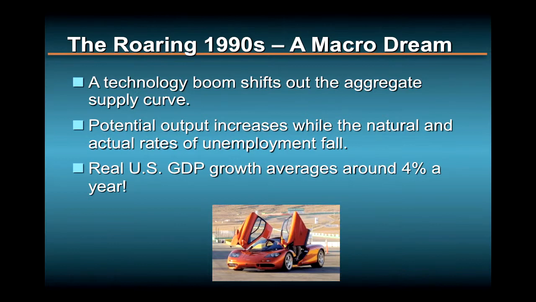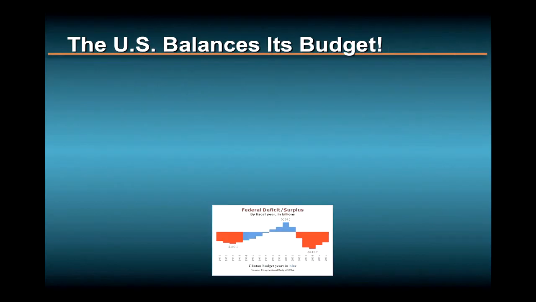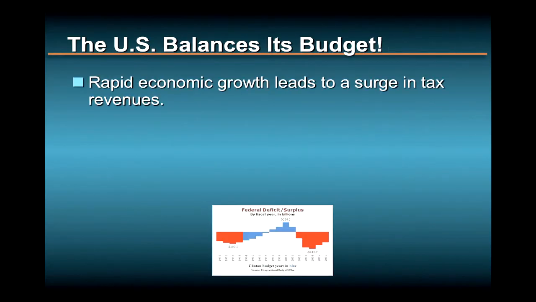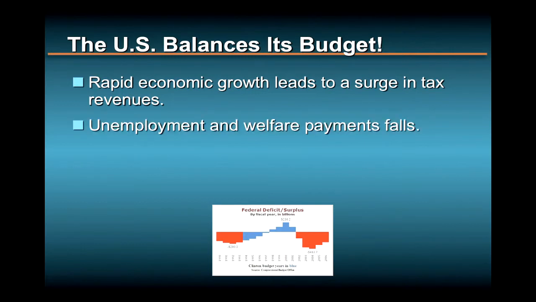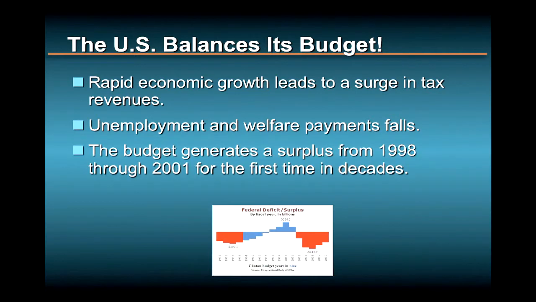a year. A resultant surge in tax revenues and drop in welfare payments helped balance the U.S. budget at the end of the Clinton administration for the first time in decades. But, of course, all good things must end.